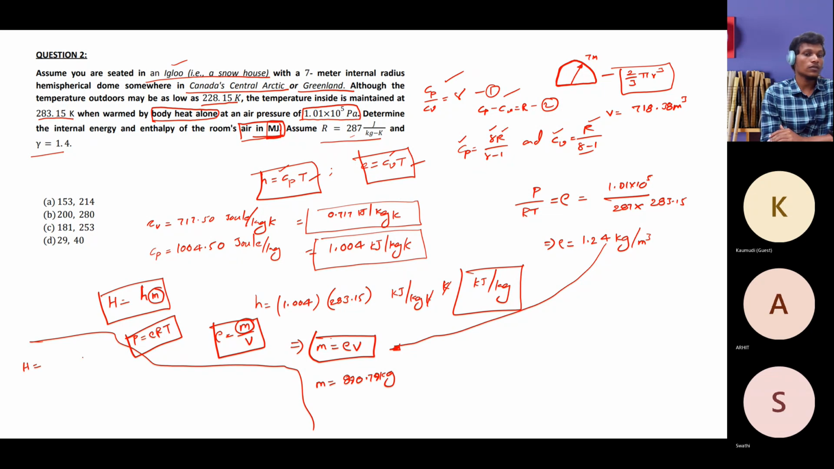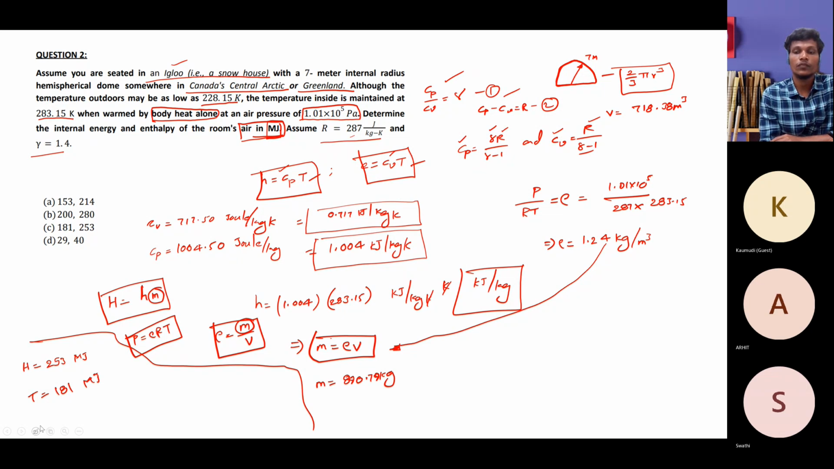Total enthalpy is 253 megajoules. We just need to convert the joules, or whatever large number we get, into megajoules, that is 10 to the power 6. And enthalpy is this one, and internal energy, capital U, is 181 megajoules. Okay, so this is our enthalpy and internal energy in total. So that is the solution of this problem.